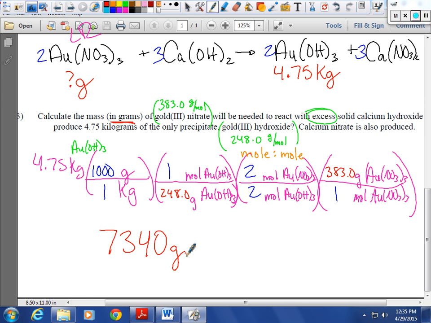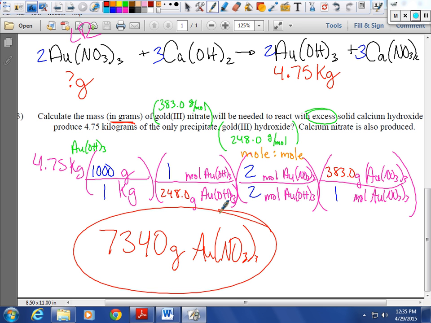7,340 grams of AuNO3. 7,340 grams, which is a lot. It's a whole lot. Okay? So 7 kilograms, which is a lot. Okay. All right, we're going to do one more problem.